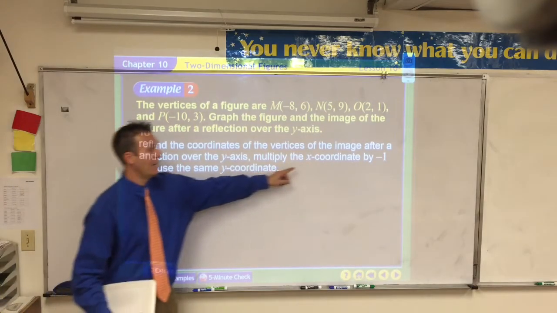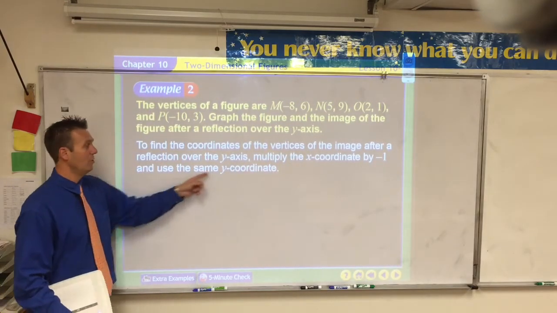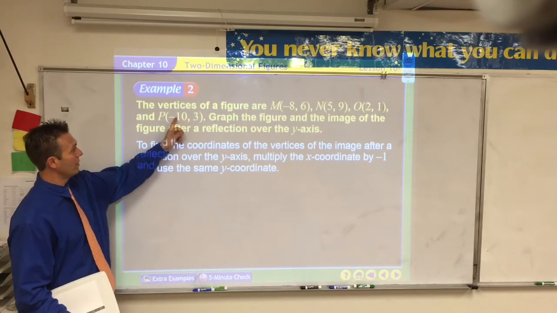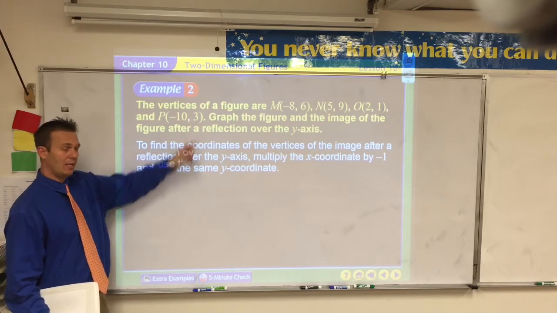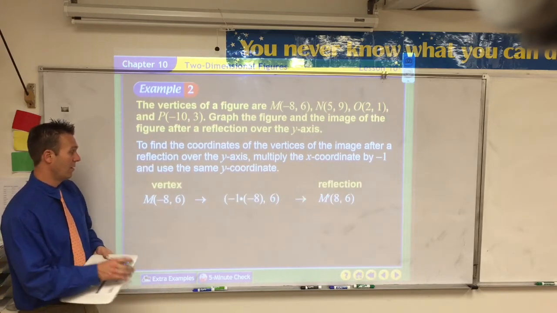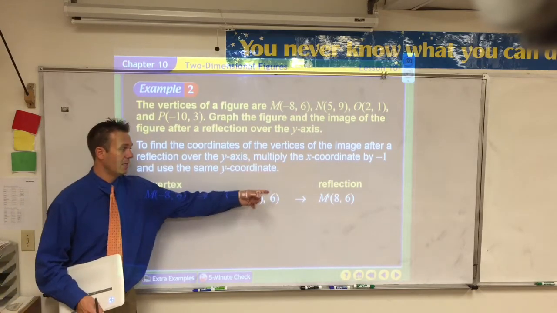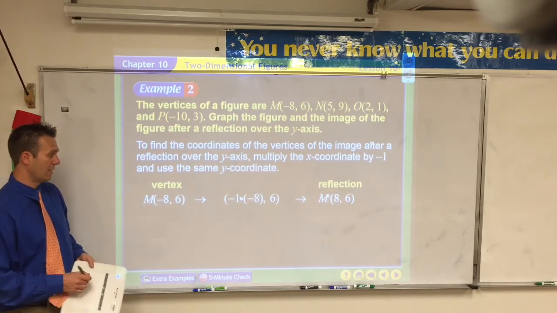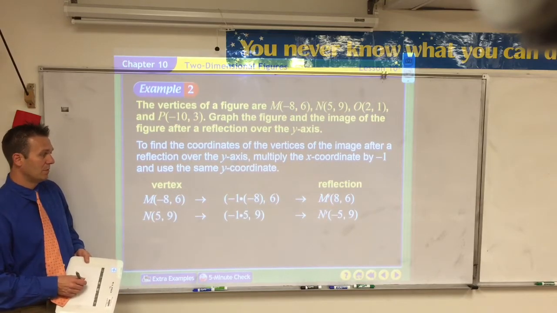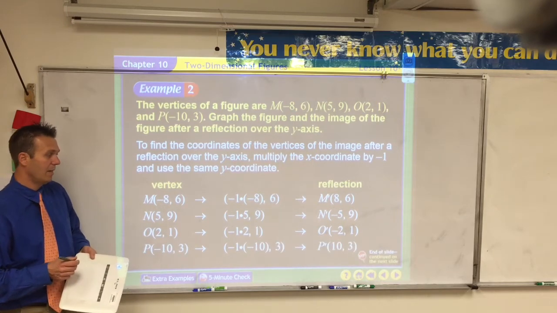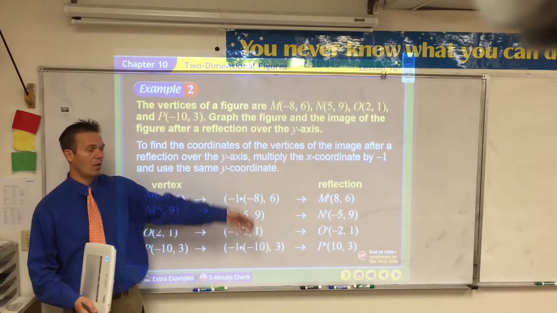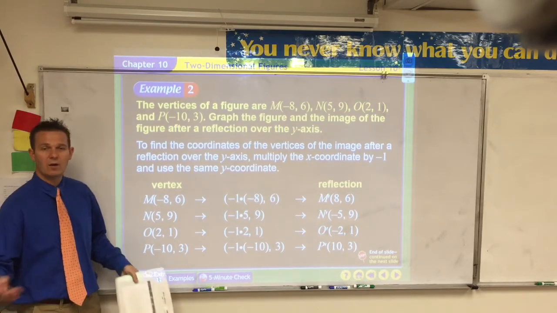You multiply the x coordinate by -1 and use the same y coordinate. So -10 will be multiplied by -1, it'll become 10, and 3 stays the same. And so you'll see this here at work. Okay, -1 times -8 becomes 8, and then you keep the 6. 5 becomes -5, 2 becomes -2, and -10 becomes 10. Then you'll notice all of the y's, 6, 9, 1, and 3, are still the same.